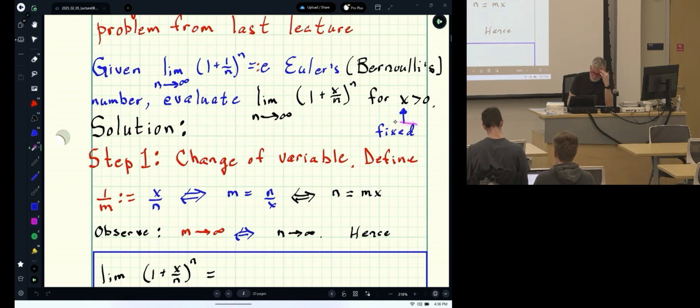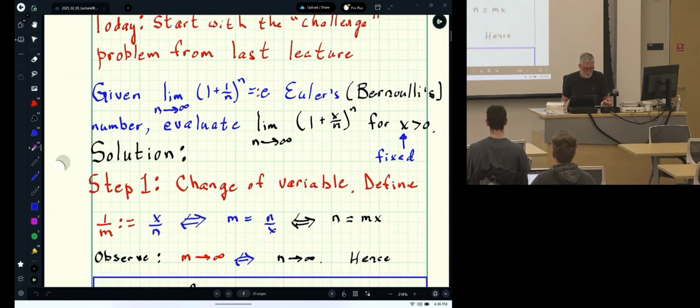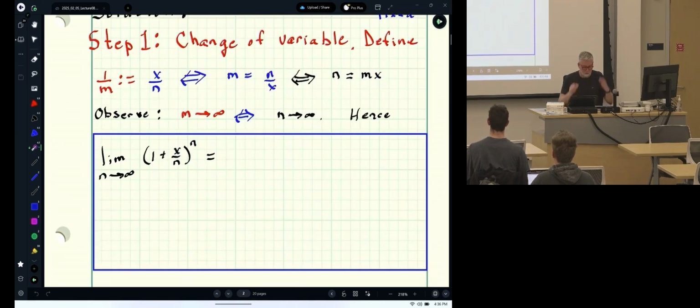I'm just emphasizing here that x is fixed. It's like pi or 17 or square root of 8, okay? Just a fixed number. n is what's varying here. x is fixed. And so step 1, we'll just give you a couple of minutes to complete this.